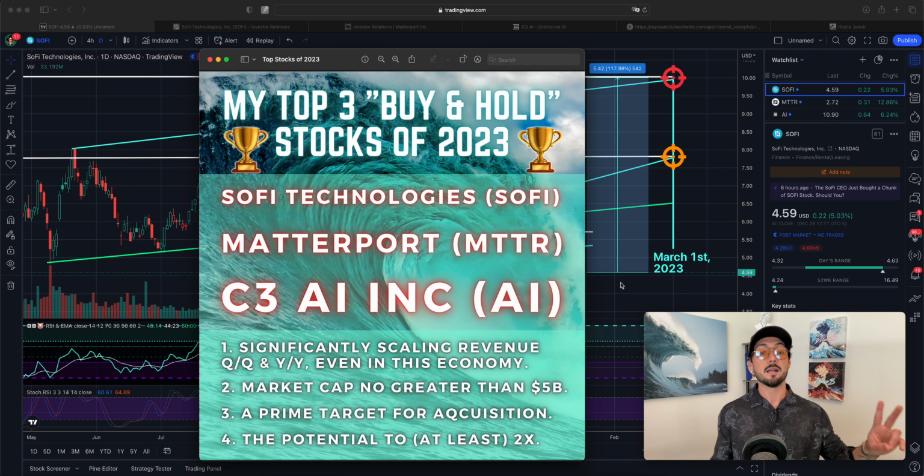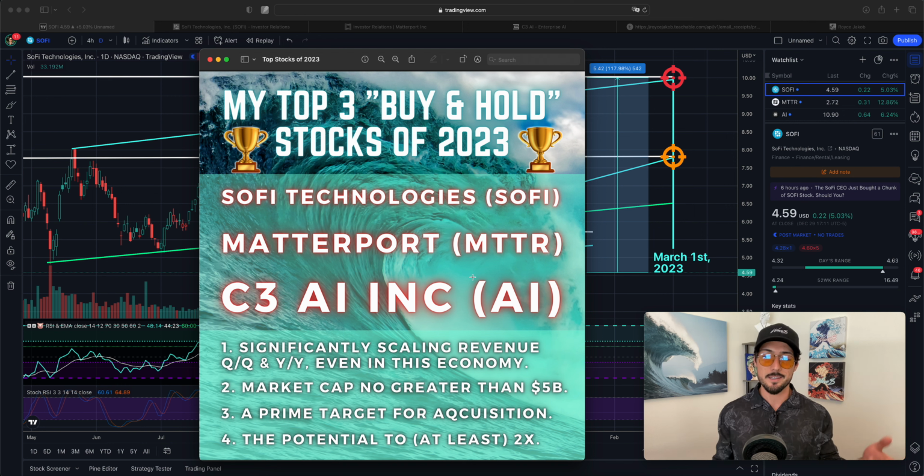Last but not least, this one's simple, the potential to at least 2x. Over the duration of 2023, I do expect all three of these to at least 2x in value. And I will once again be explaining my price targets and why I think these price targets are extremely reasonable. So that's that, you guys.